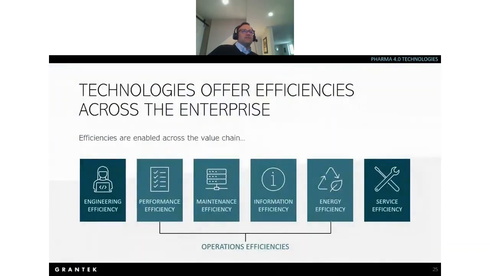The efficiencies offered by Pharma 4.0 technologies exist across the entire enterprise in the value chain. So we've broken these down into a few different categories. First, you have engineering efficiency, enhancing the design phase. Next are operations efficiencies, which we've broken down into performance, maintenance, information, and energy efficiencies. And finally, there are service efficiencies, which are focused on how you interact with your customers, the patients. We're going to focus on the first two categories today.